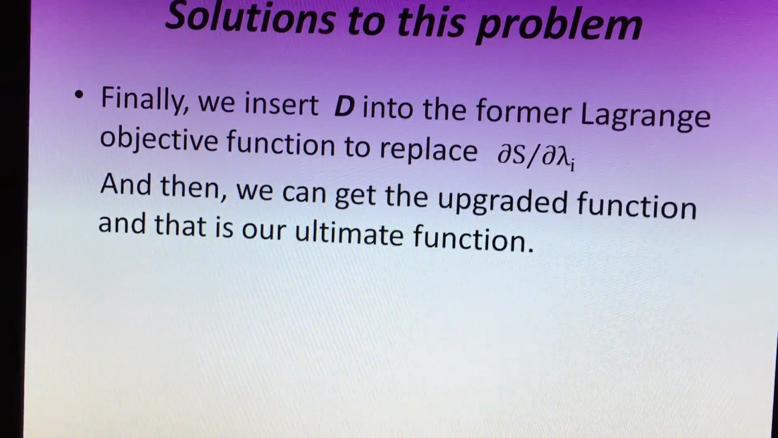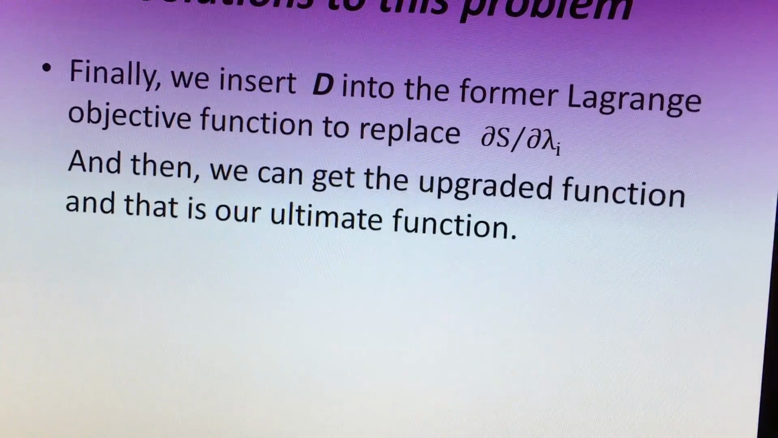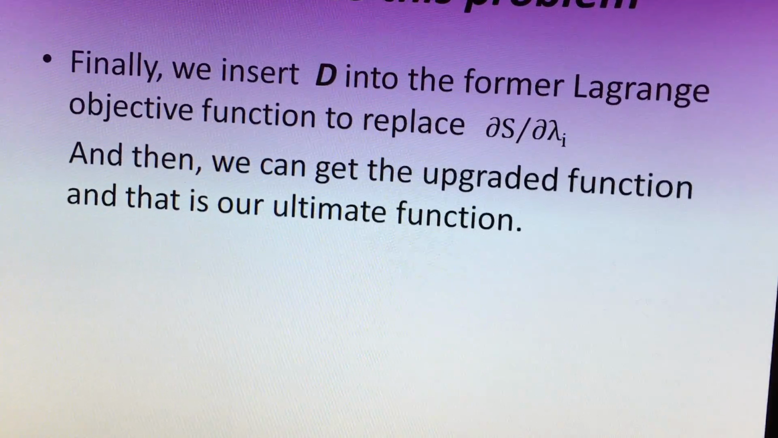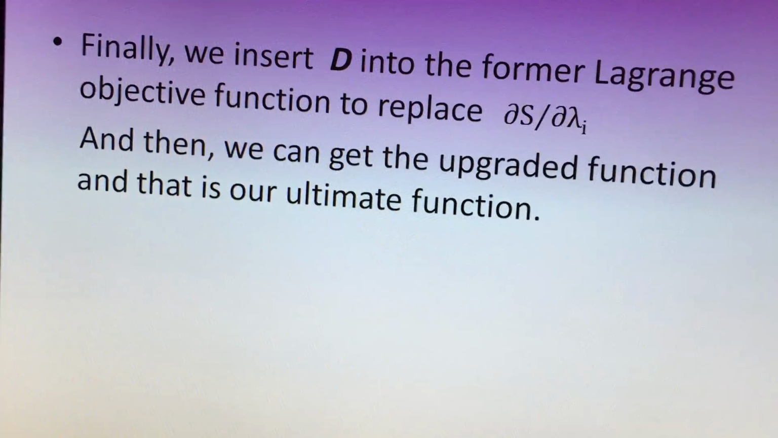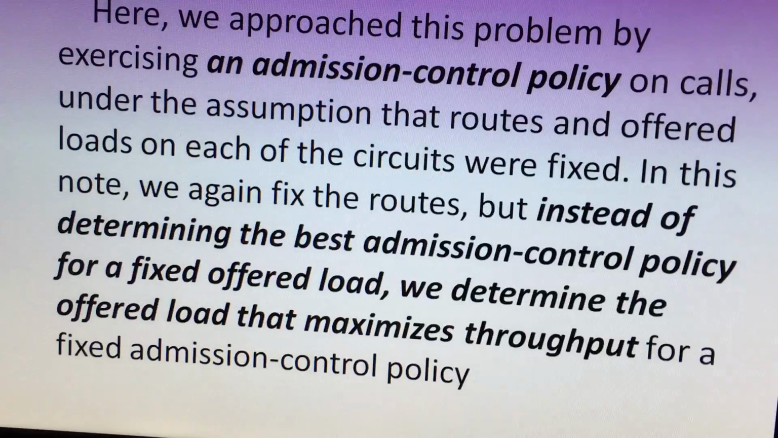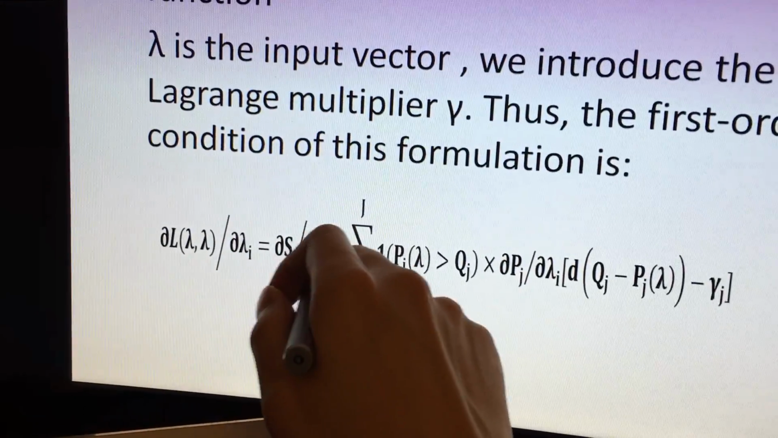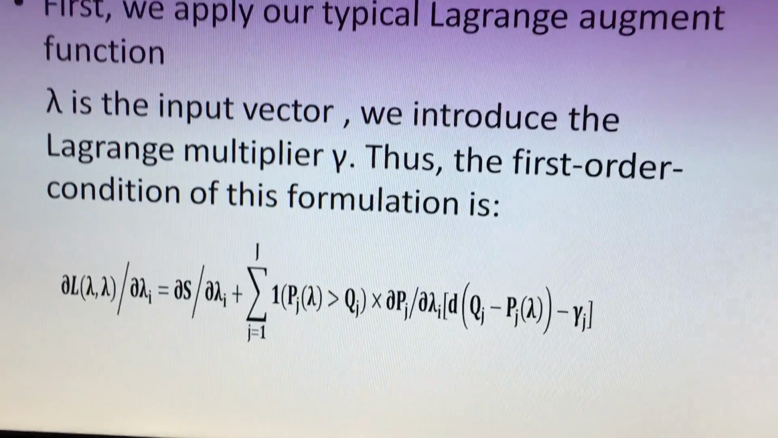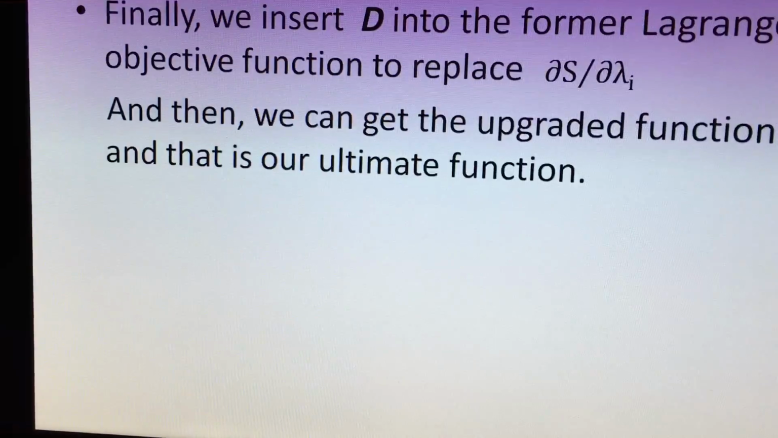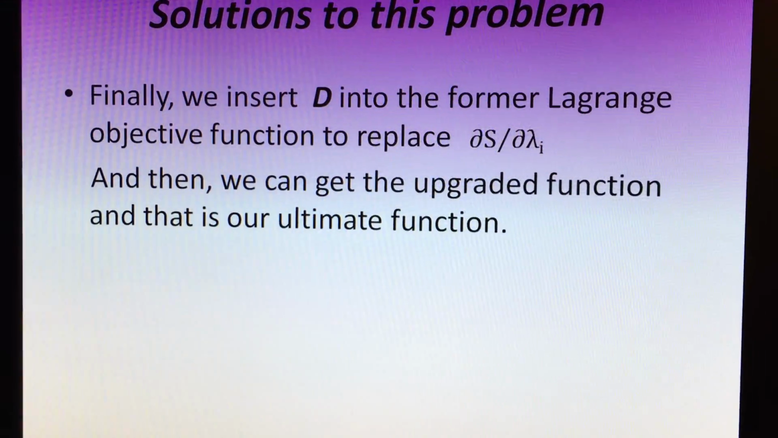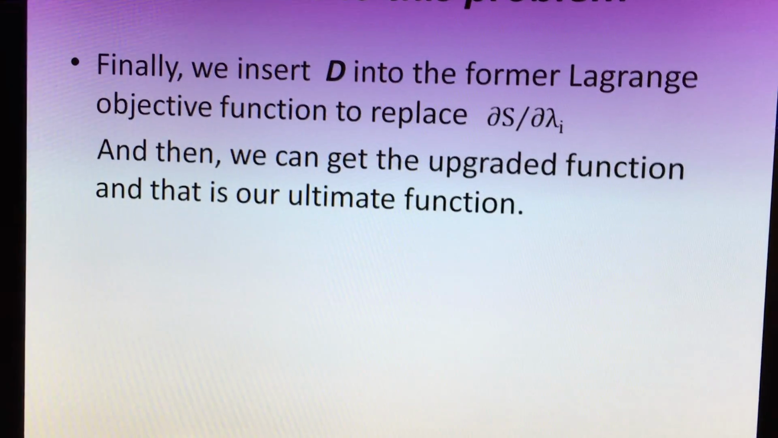And finally, we insert d into the former Lagrange objective function to replace partial s partial lambda i, that is, to replace this part. And then we can get the upgraded function, and that is our ultimate function.